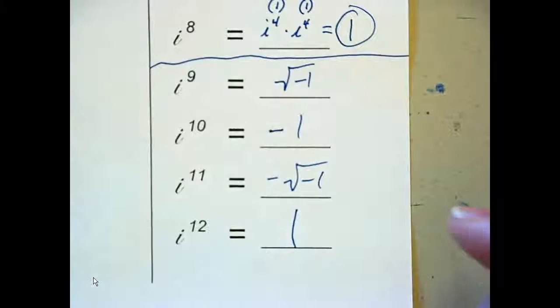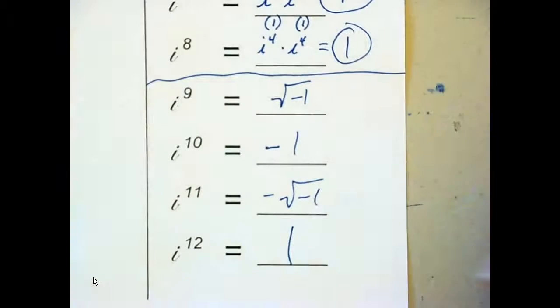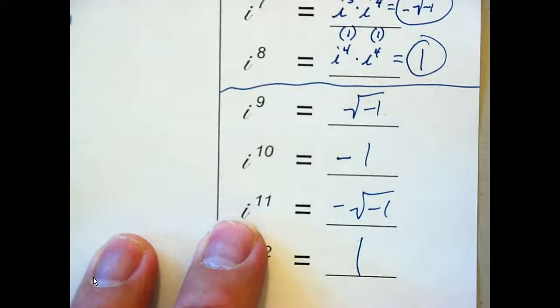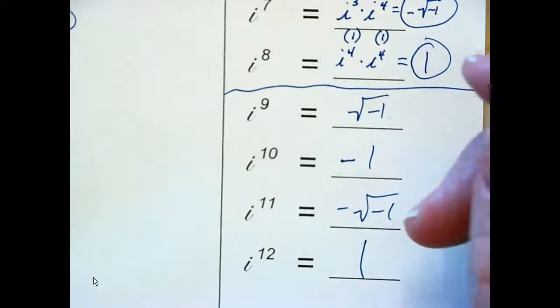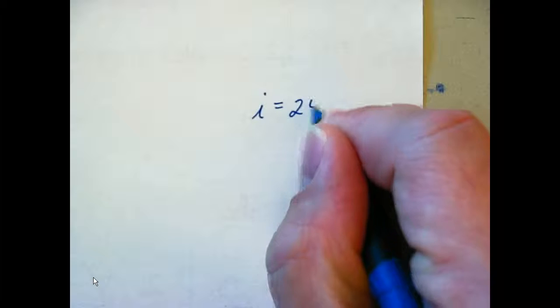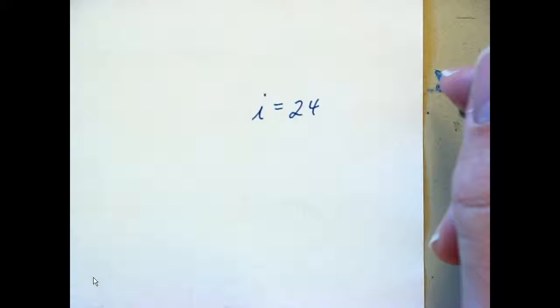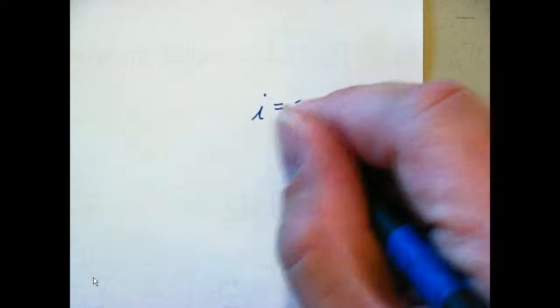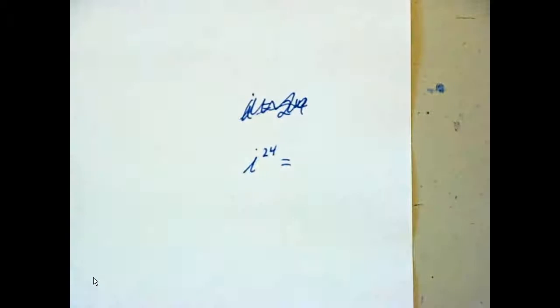1. Okay, well if that's the case and you're so amazing at it, let's see if you can do i to the 24. Oh, hold on, not i equals 24. Man, that was an ultimate fail. Hold on. i to the 24.